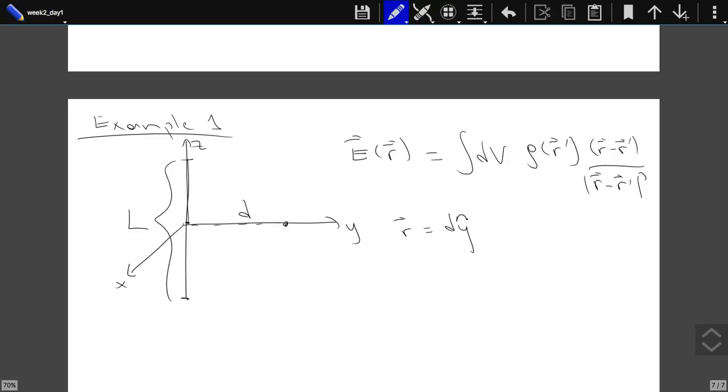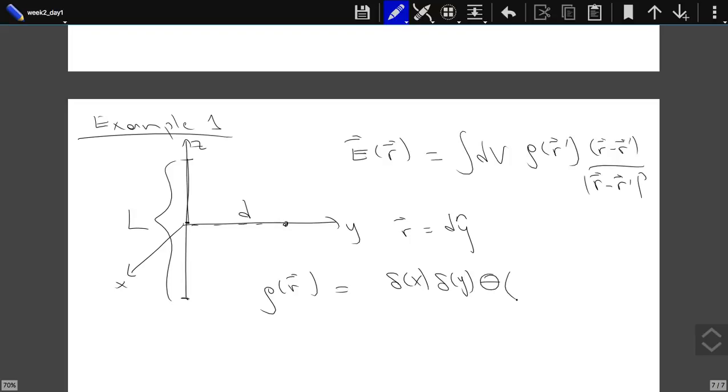Now the problem is, what is the charge density? Well, what do we know about the charge density? First of all, if x is non-zero, it is 0. If y is non-zero, it is 0. So the charge density is definitely proportional to Dirac delta x and Dirac delta y. Z doesn't need to be 0, but z needs to be between minus L over 2 and plus L over 2.